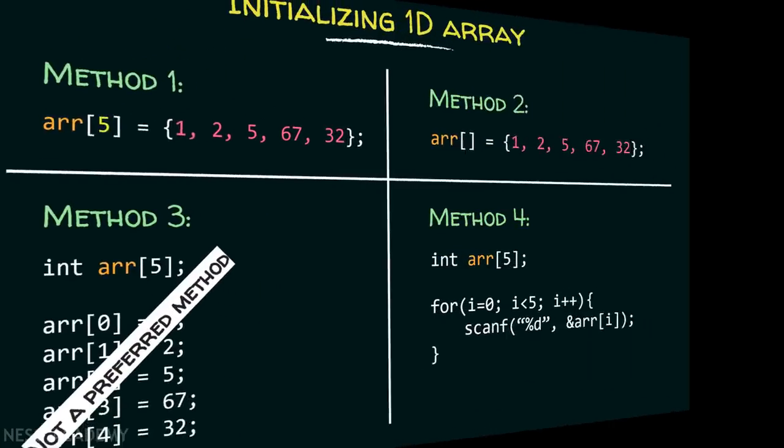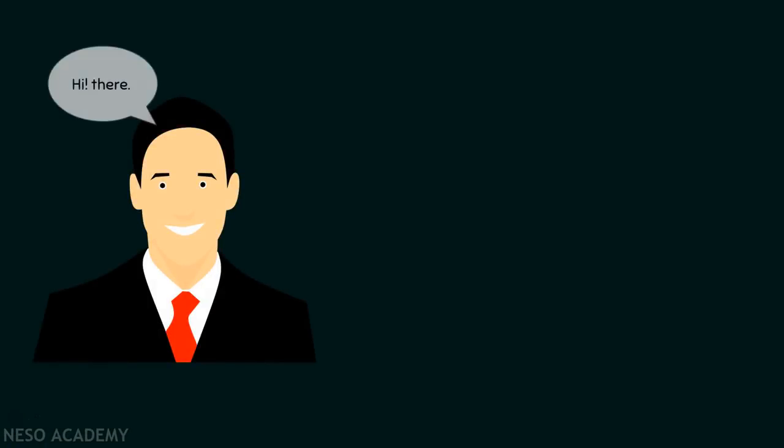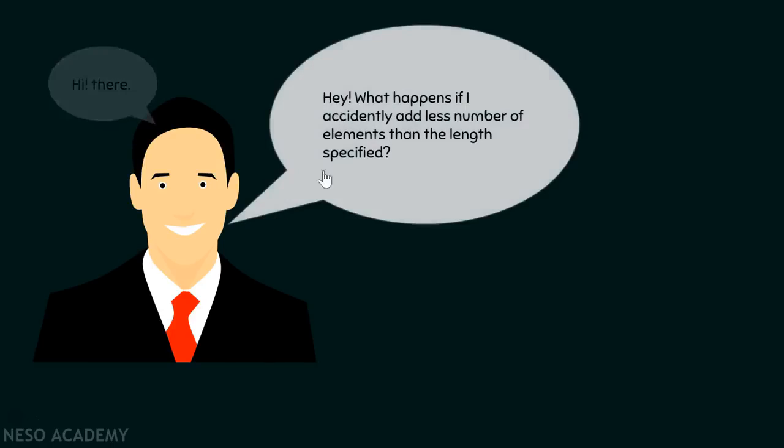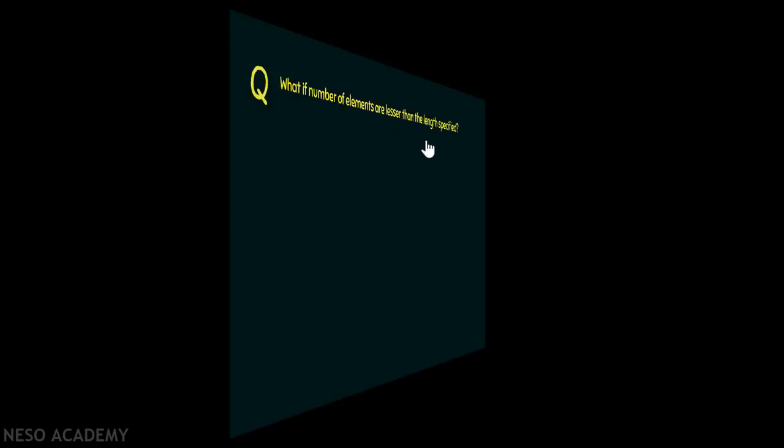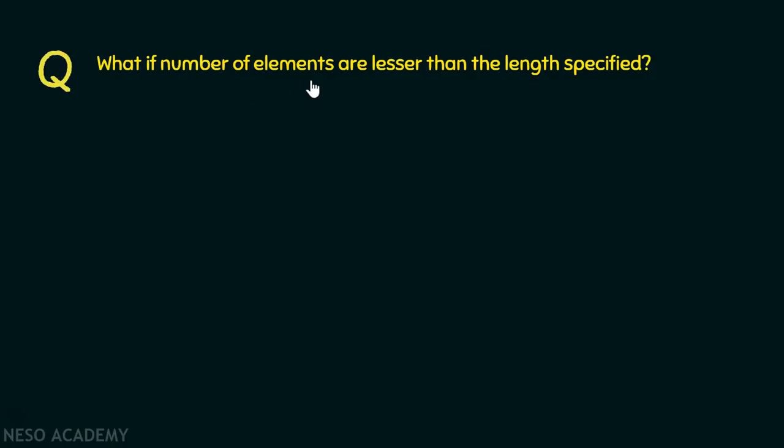Now it's time to introduce my friend Ronnie, who is a software engineer in XYZ company. He is here to ask us one question. Hey, what happens if I accidentally add less number of elements than the length specified? Let me reframe this question. What if number of elements are lesser than the length specified?